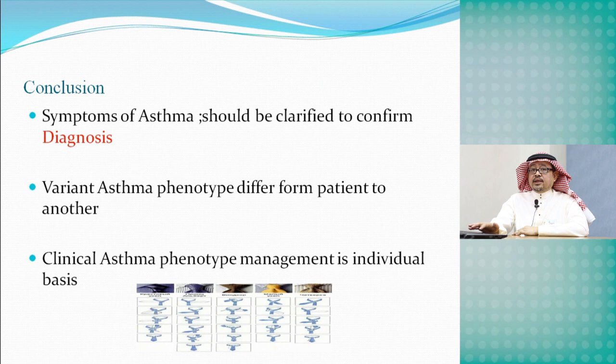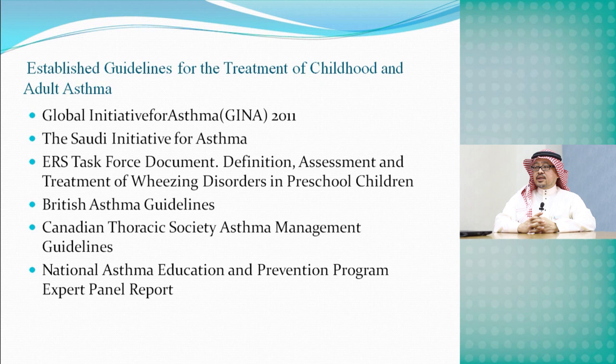The reference for this lecture is based on the established guidelines for the treatment of childhood and adult asthma. The main references were from the Global Initiative for Asthma, GINA, and the Saudi Initiative for Asthma, the European Respiratory Society Task Force documents, the British Asthma Guidelines, the Canadian Thoracic Society Asthma Management Guidelines, and finally the National Asthma Education and Prevention Program's Expert Panel Report.